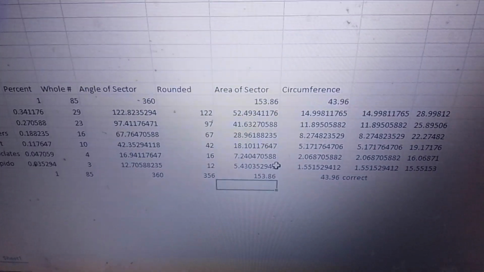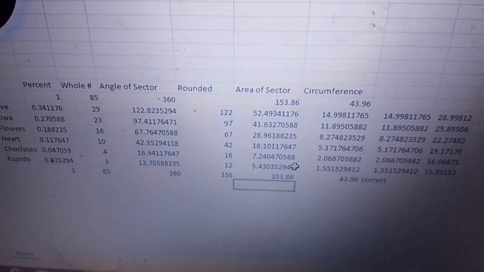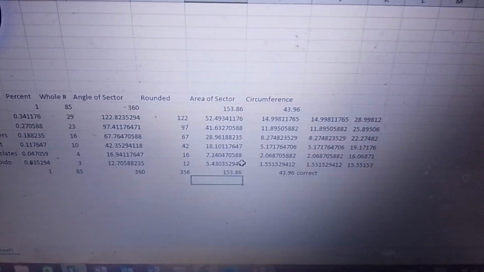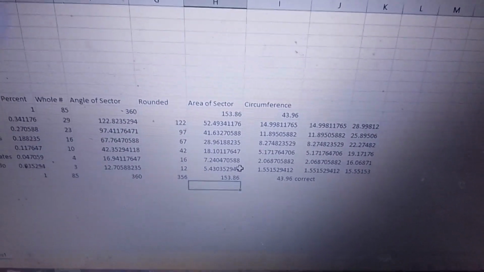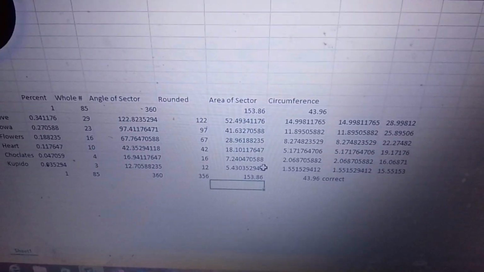Whether we do it the pi times the radius squared way, then multiplied by the angle of sector, or we did the radian formula. Now, if we were to do that, I bet we will still get the same answer too. Right? So that should be the area of the sector for each.